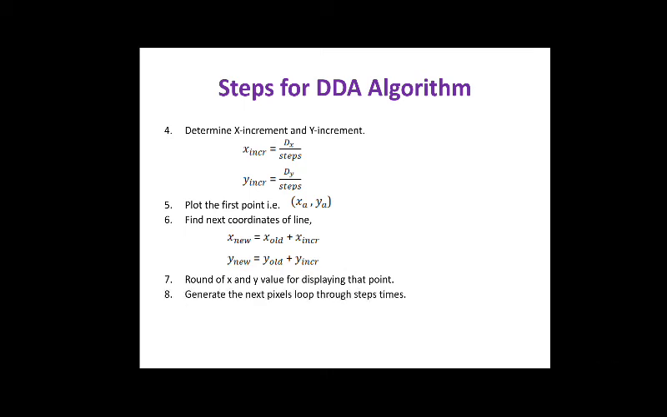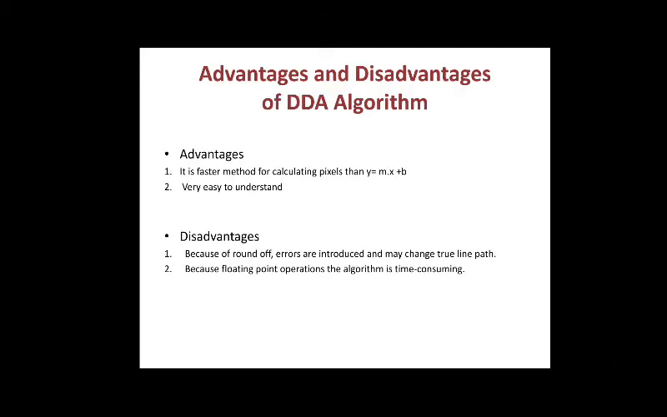And then we will use the x increment, y increment and x new and y new until we get our last point, means up to the steps. Steps is nothing but a single value. Up to that value we have to run this loop steps times, right? And then we will stop. So this algorithm we will see by one example. Before that we will see the advantages and disadvantages.